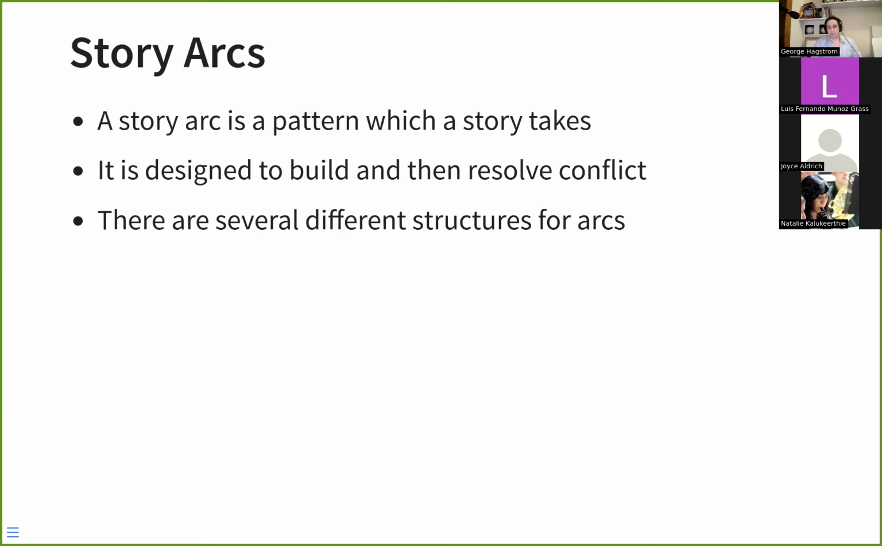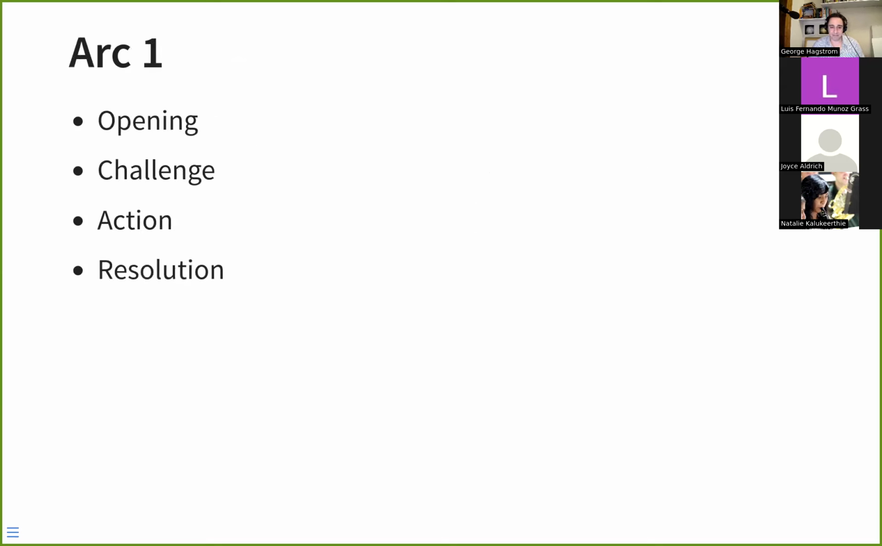So, what is a story arc technically? A story arc is basically a pattern which a story takes, and there are several different types of story arcs, but they're all trying to achieve the same goal: to build up tension, to build up conflict, and then to resolve it. So what are some other story arcs? Arc one, the one I just talked about, was opening, challenge, action, then resolution.